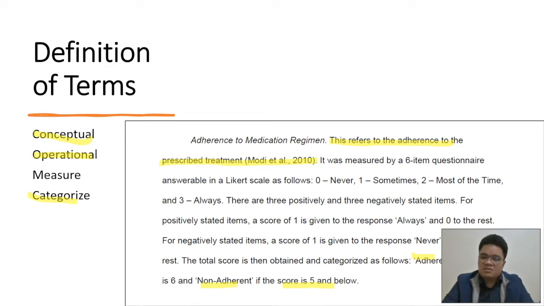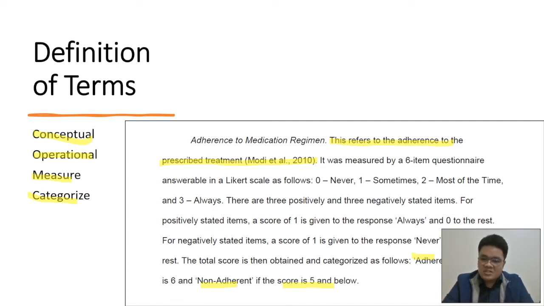Now, you might be wondering, sir, what if there are variables wherein we will not be doing some measures? You can simply indicate that it will be determined by asking the respondents to answer. It will be determined by asking a respondent to check on the tick box whether they are male or female, and it will be categorized as male or female. This is an example for sex.